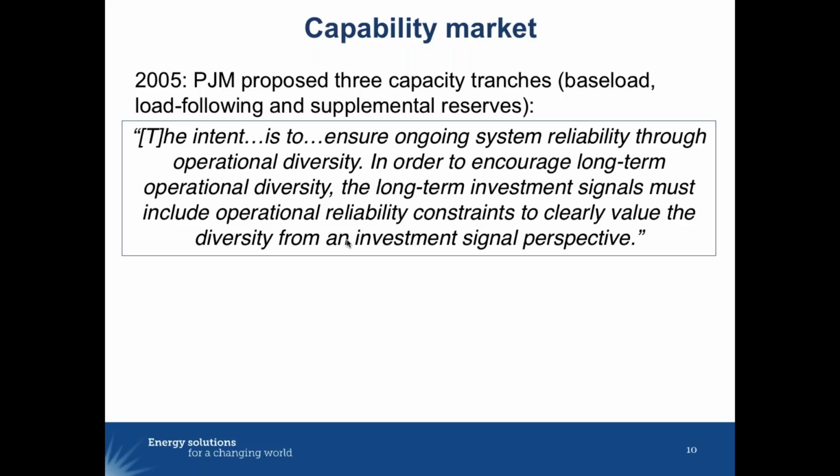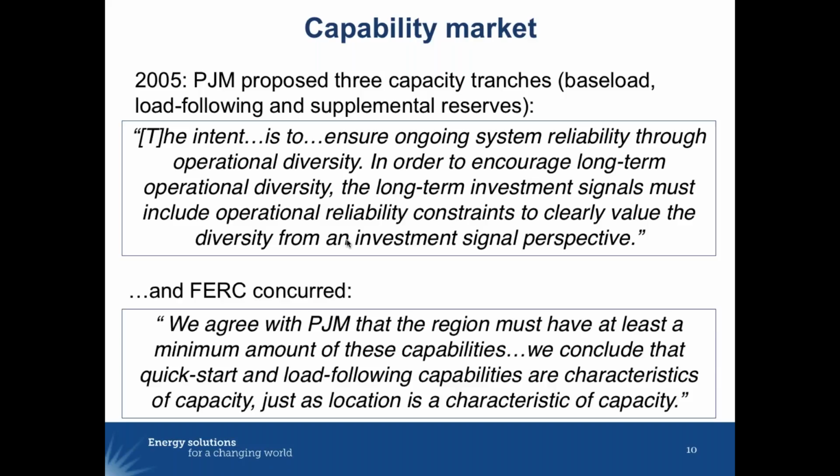And we need to make sure that we have some of all of those in the mix of capacity that we're buying through the capacity market. And so we need to structure the capacity market to do that. And FERC concurred with PJM. We agree with PJM that the region must have at least a minimum amount of each of these capabilities. We conclude quick start and load following capabilities are characteristics of capacity, just as location is a characteristic of capacity.